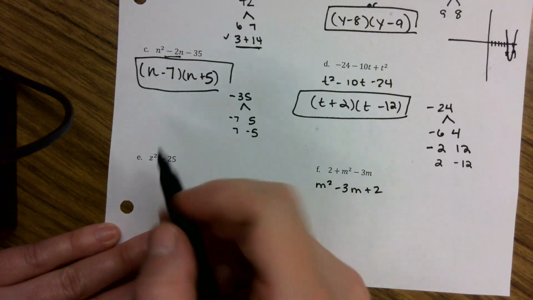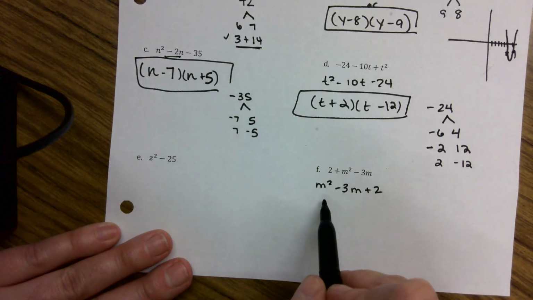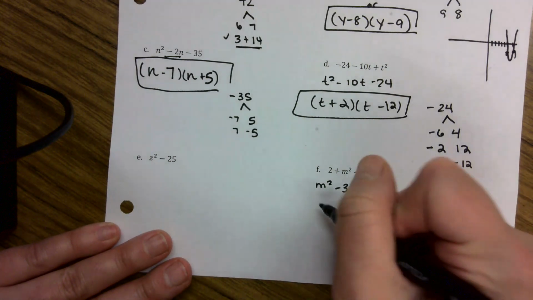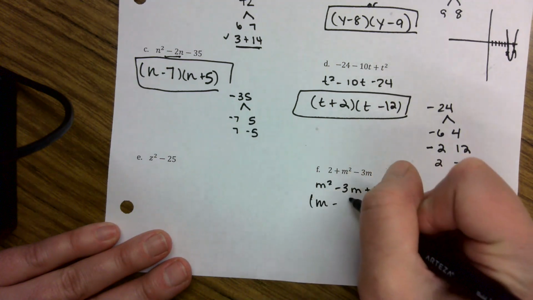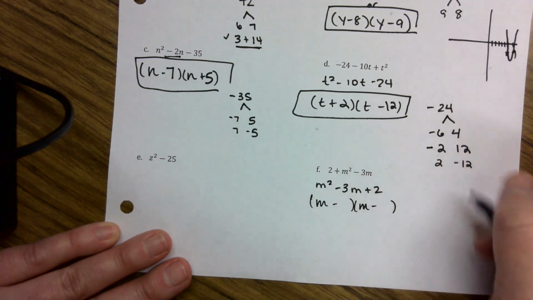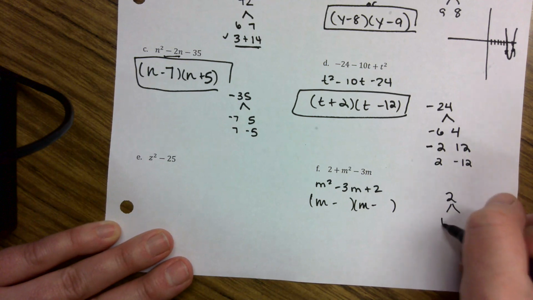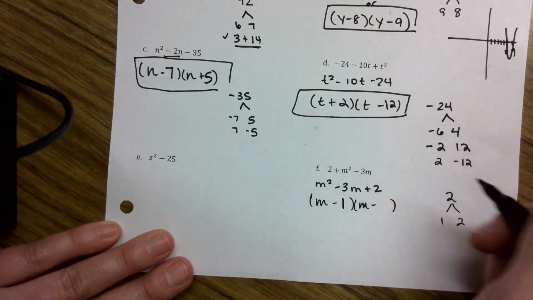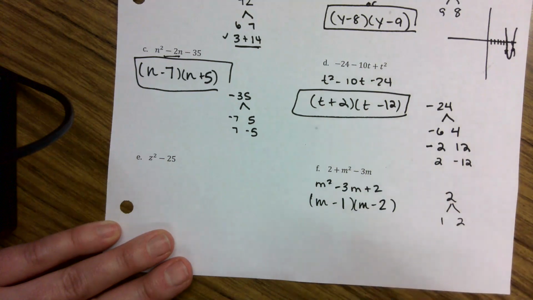Down here, let's do this one. We have 3 terms with a plus in the back, so this sign will double up. What are factors of positive 2? A 1 and a 2. Does a negative 1 and a negative 2 add up to 3? It does.